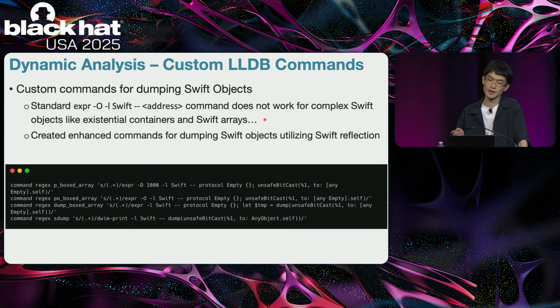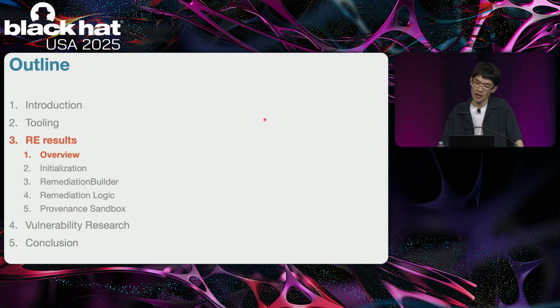I also created some custom LLDB commands. The standard expression command of LLDB doesn't properly handle complex Swift objects like existential containers. So I built some enhanced commands for dumping more Swift objects. Using these static and dynamic analysis tools, I was able to dig deeper into the XPR scanners. Next, let's move on to the reversing results.